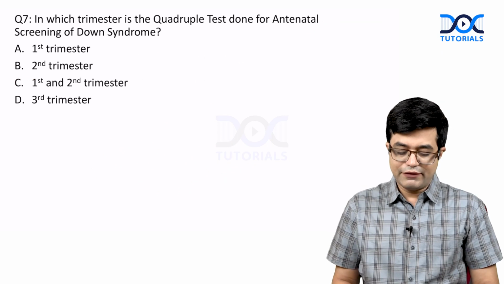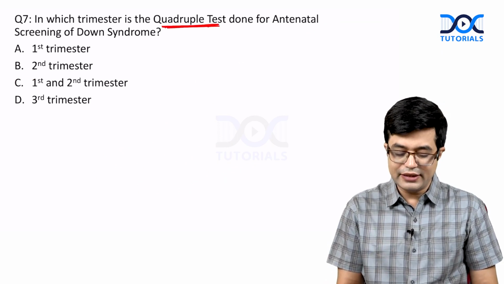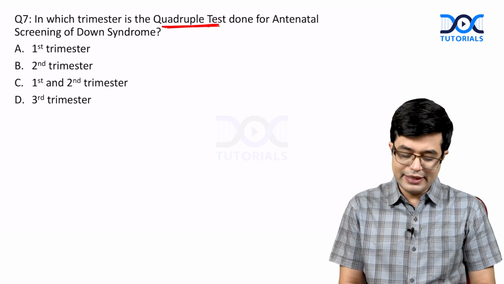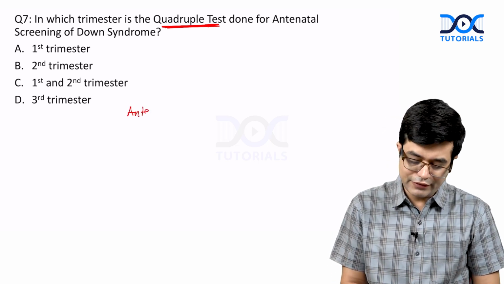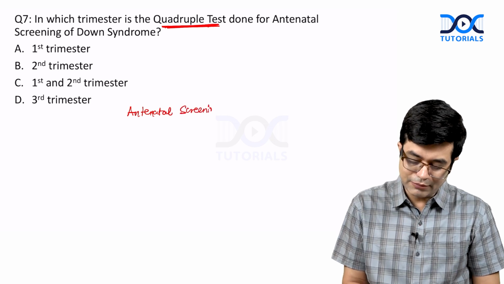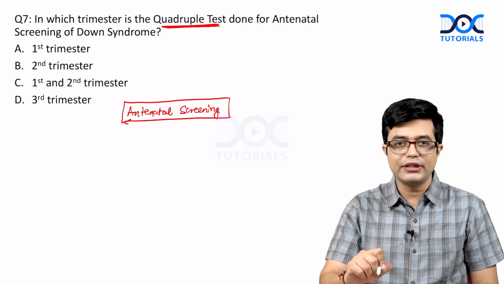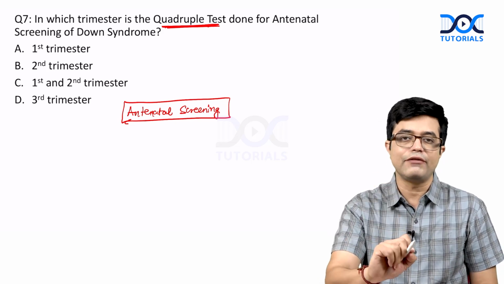Moving to question number 7. In which trimester is the quadruple test done for antenatal screening of Down syndrome? Antenatal screening of Down syndrome, very, very important. Let us summarize here. I am doing a summary here. All those who will be appearing in future, please save this video for later review as well.